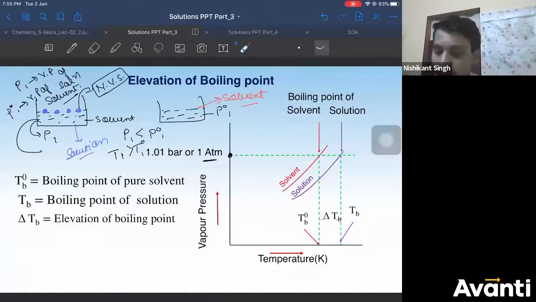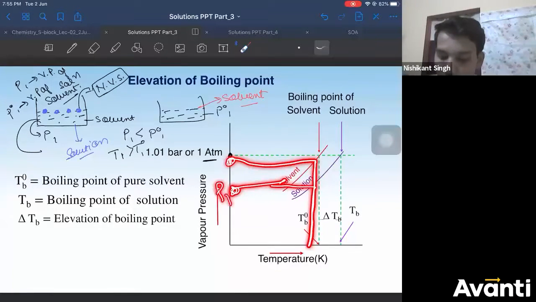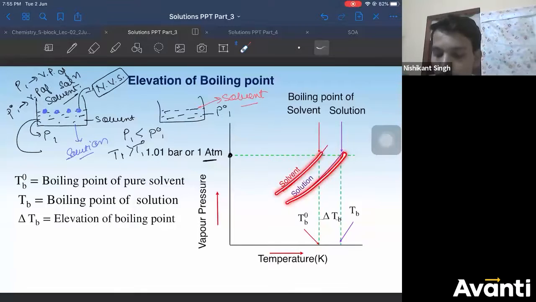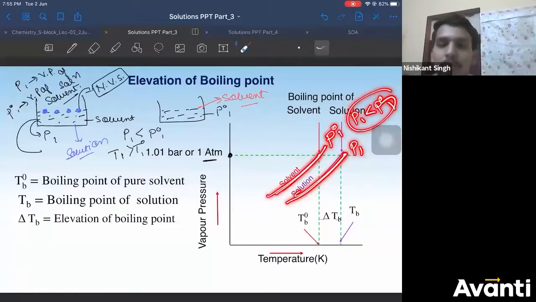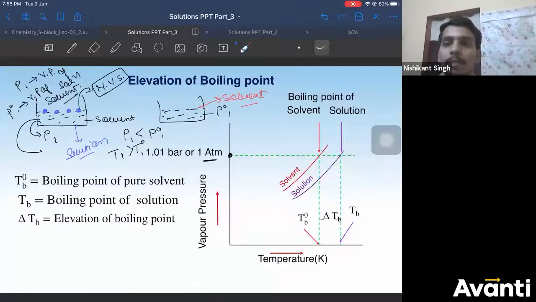What I said here was, when you increase the temperature, the vapor pressure of the solvent increases. There is no doubt about it. The solution's will also increase. I said the graph of the solution will lie below the solvent. Why? Because take any temperature, say this temperature. Vapor pressure of solvent should be greater than solution: P1 is less than P01. So the solution graph lies below the solvent graph. Vapor pressure of solution is less than vapor pressure of solvent.